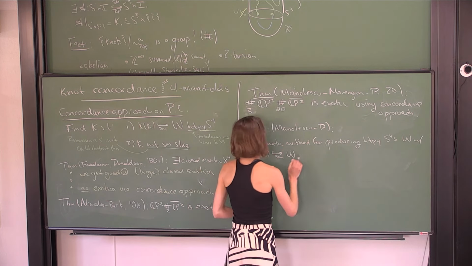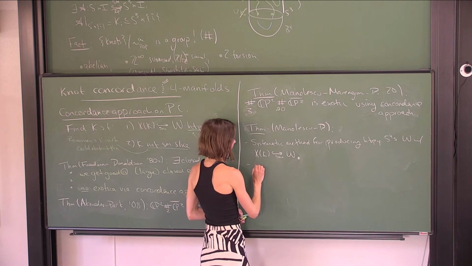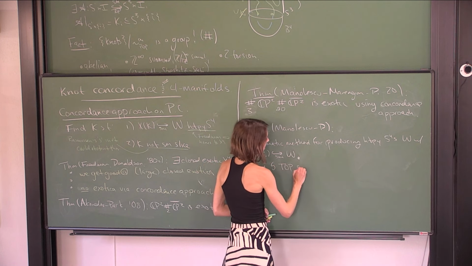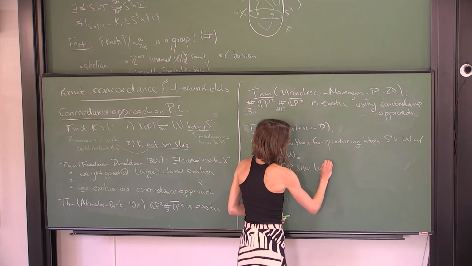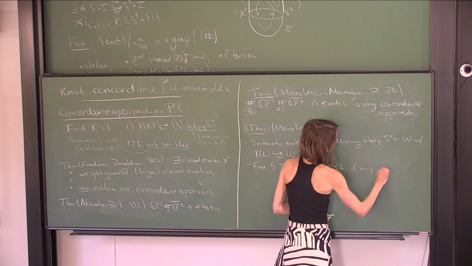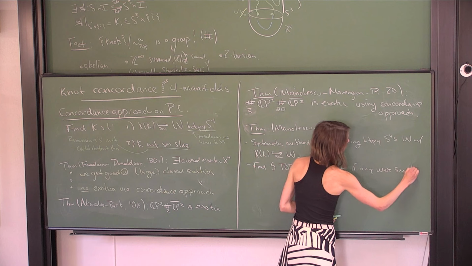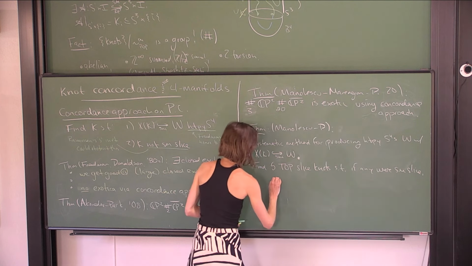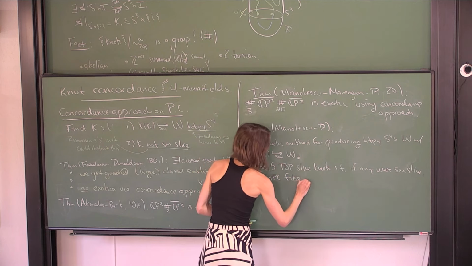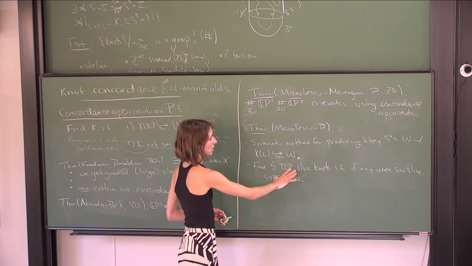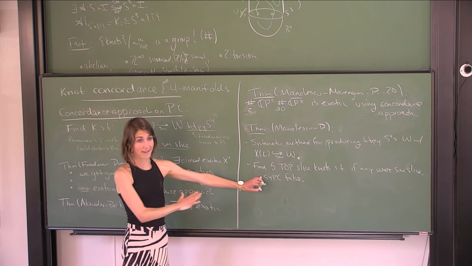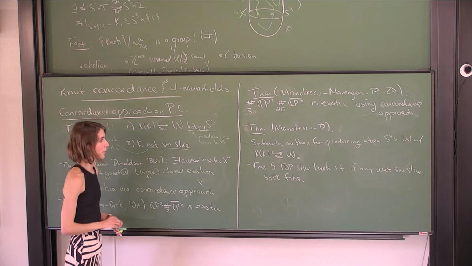So for example, we find these 5 topologically slice knots such that if any of them were smoothly slice, then the Poincare conjecture would be false. Okay, and this should seem a little bit like a logical inversion from the concordance approach here. I'll explain why that's the statement after the break.